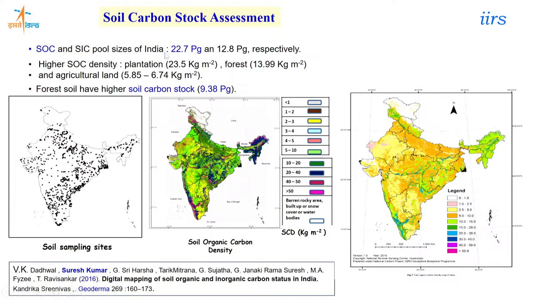We found that 22.7 petagram of soil organic carbon, and 12.8 petagram of inorganic carbon are present in Indian soils. Higher carbon density we found in plantation crops, followed by forest and then agriculture land. Agriculture land carbon density is less. So forest soils have a higher soil carbon stock of 9.38 petagram present in the soils, and this is the soil carbon stock distribution in the country. So you can go through this paper.